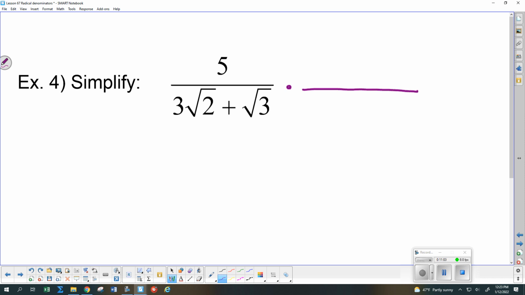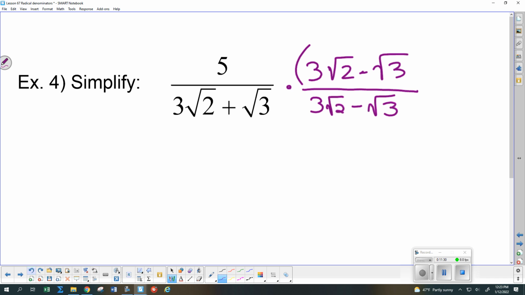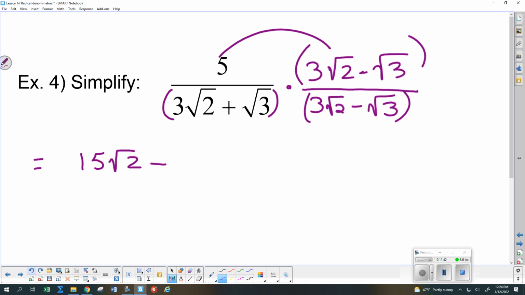That means I take this thing with 2 terms, the 3 root 2 plus root 3. The only thing I change is the plus or minus sign in the very middle. Everybody good with that would be the conjugate. Just changing that middle plus or minus sign. If I multiply the denominator, I must also multiply the numerator. And since these have pluses and minuses in them, we'll put parentheses around each of those. So now when I distribute the 5, I get 15 root 2 minus 5 root 3.